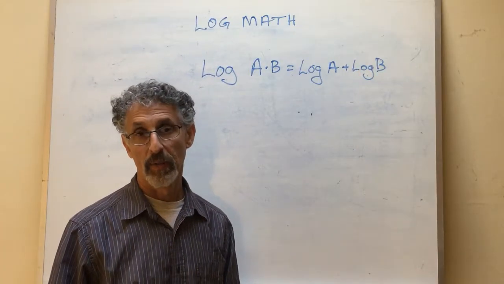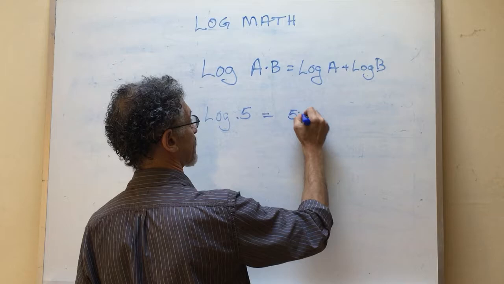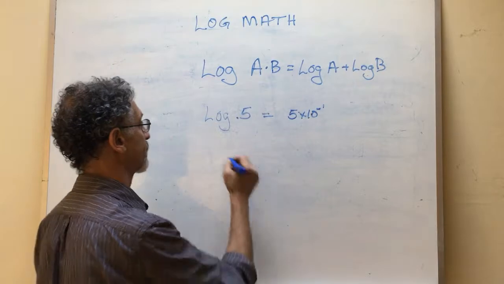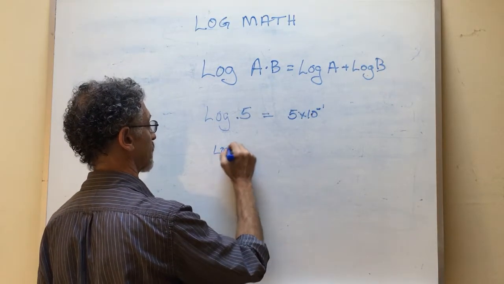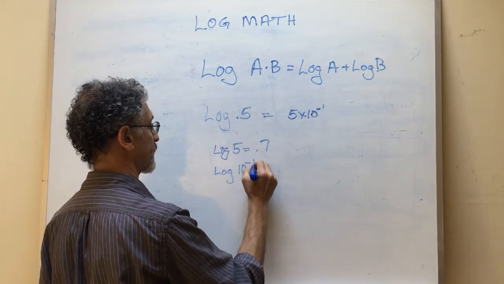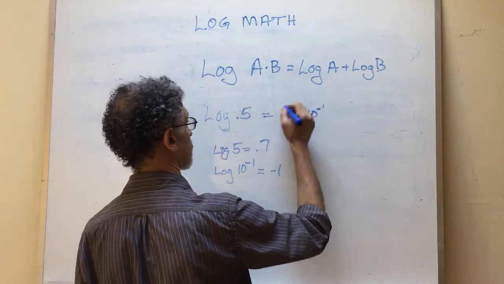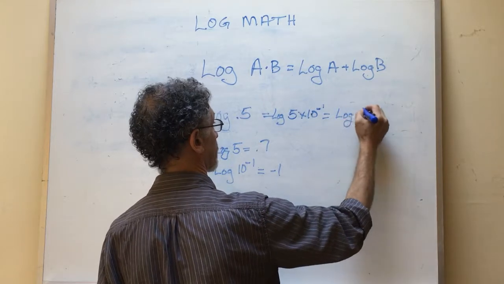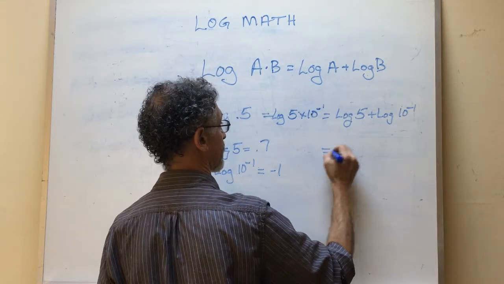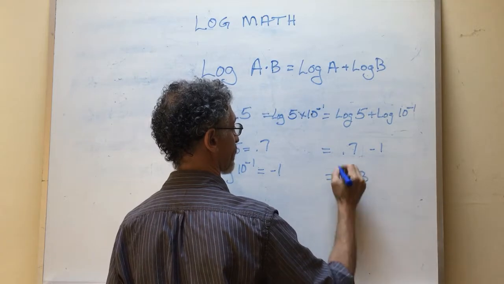Let's do another. What's the log of 0.5? 0.5 is 5 times 10 to the minus first. So the log of 5 from the table is 0.7. The log of 10 to the minus 1, it's the exponent of 10, is minus 1. So the log of 0.5 equals the log of 5 plus the log of 10 to the minus 1, equals 0.7 minus 1, equals minus 0.3.